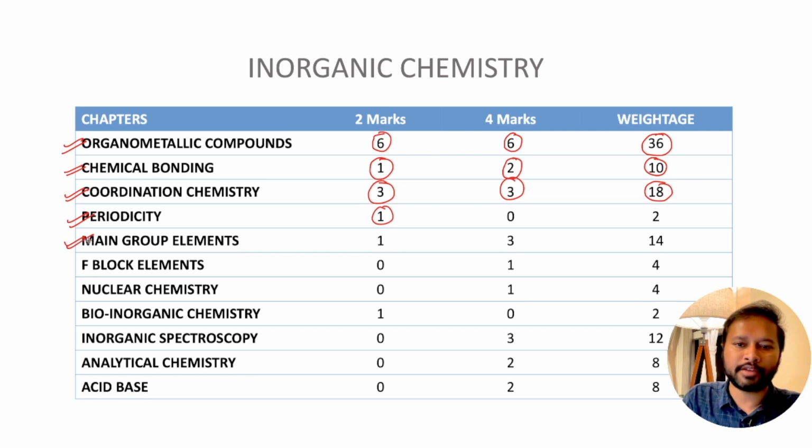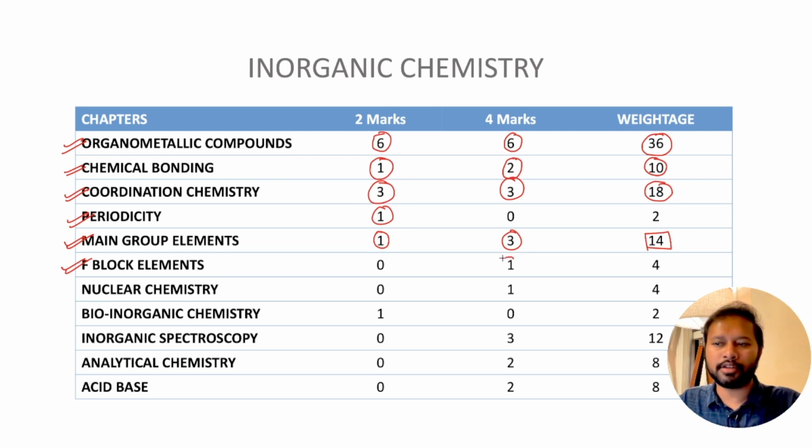Main group elements, where we expect a lot of questions from, so we got 1 question in 2 marker which is in part B, and we got 3 questions in part C. Total weightage was 14 marks, expected topic. Okay, from F block elements we only got 1 question in part C, which was not an easy question.